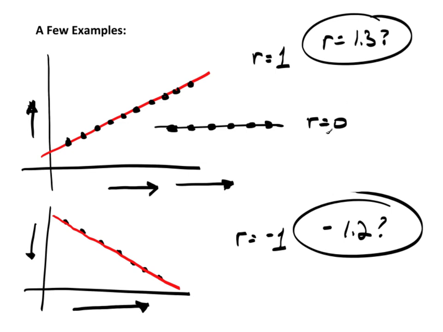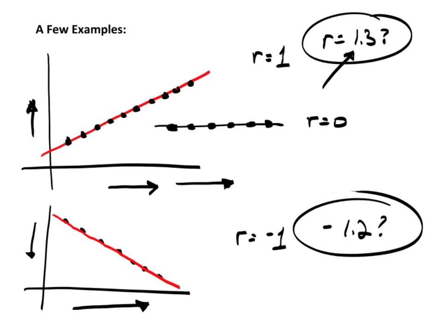What could that possibly mean? R of 1 means it's perfectly aligned. R of 1.3 means you don't know what you're talking about. This is not possible. It has no meaning, and it's mathematically not possible.